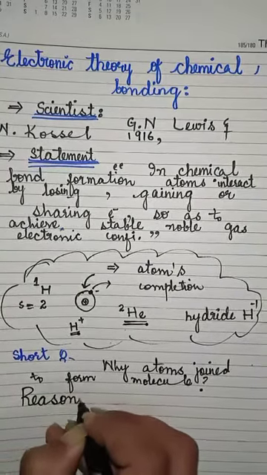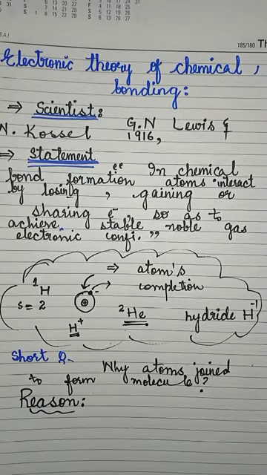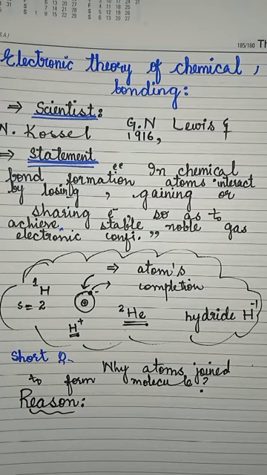I'll just write "reason" here, right? Just to make my video shorter. They join to form molecules to get stabilized themselves. To stabilize their outermost shell, atoms join and form chemical bonding.